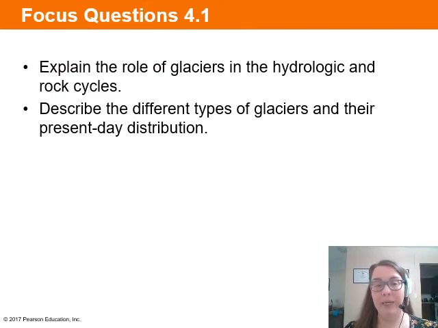But before we begin, we need to discuss exactly why these glaciers are so important when it comes to Earth science. We'll see that the amount of glaciers on our planet has changed tremendously throughout geologic history, but glaciers also have really big, important roles in both our water and our rock cycles that occur along the surface.